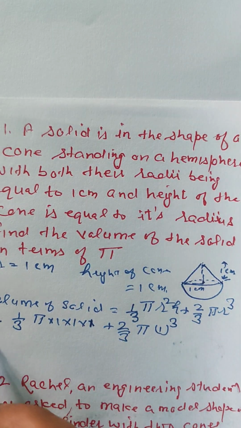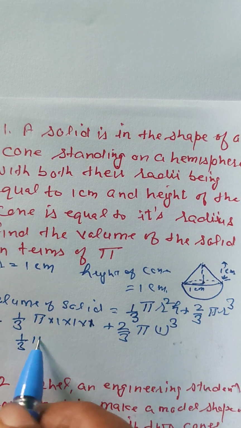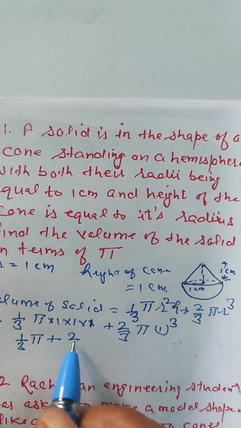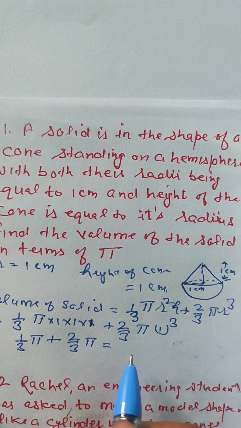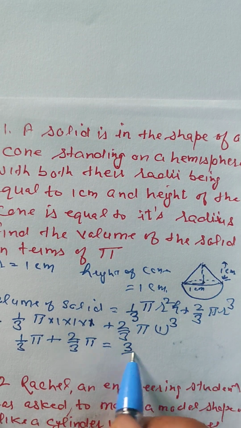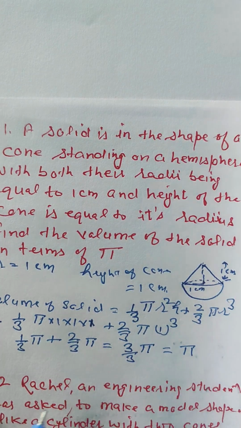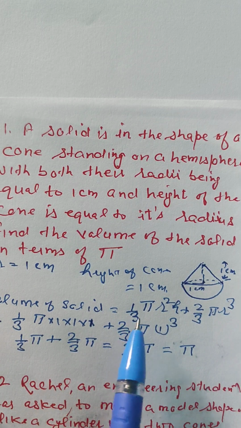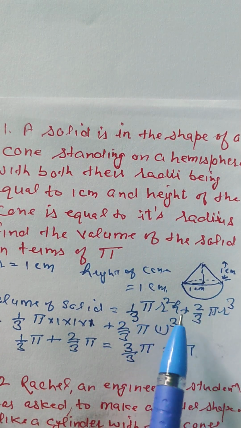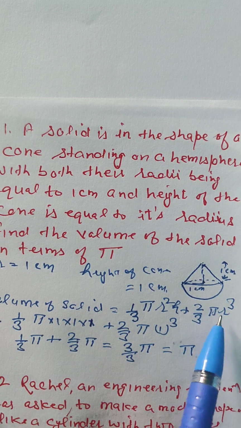So it equals 1 by 3 pi plus 2 by 3 pi, which is 3 by 3 pi, equal to pi. So this is the answer of this question. The volume of a cone is 1 by 3 pi r square h and the volume of the hemisphere is 2 by 3 pi r cube.